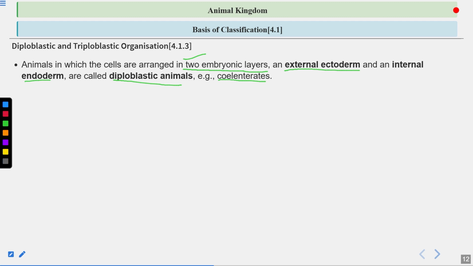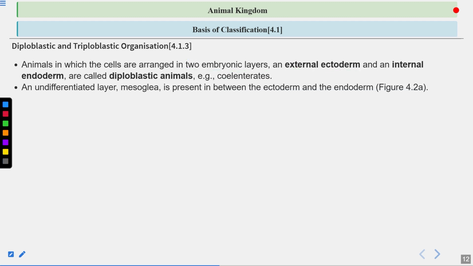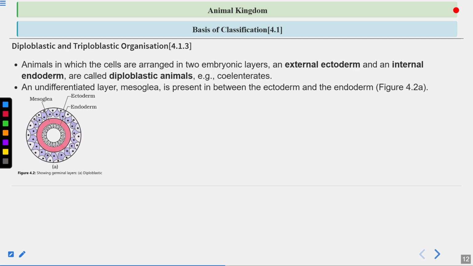like hydra. An undifferentiated layer, the mesoglea, is present in between the ectoderm and the endoderm, but it is not a cellular layer. Here you can see, this is the mesoglea layer. It is a jelly-like substance present between the ectoderm and endoderm, called mesoglea. So this is a diploblastic organization.